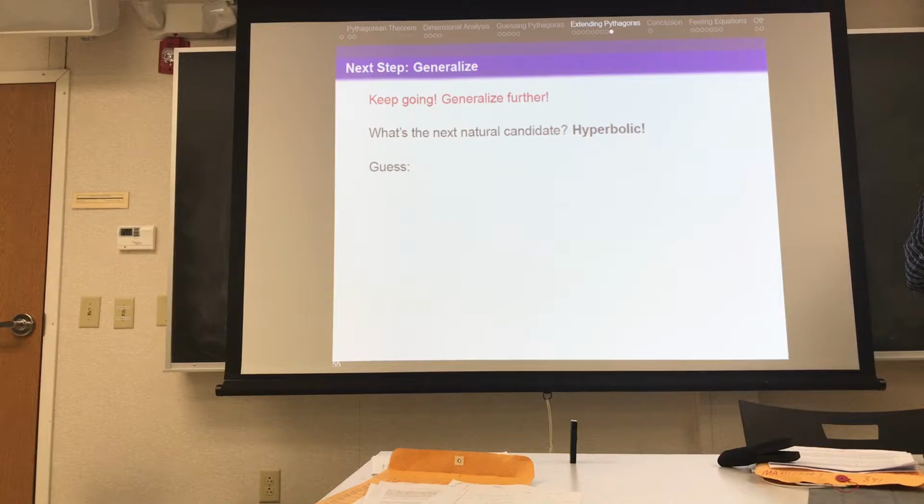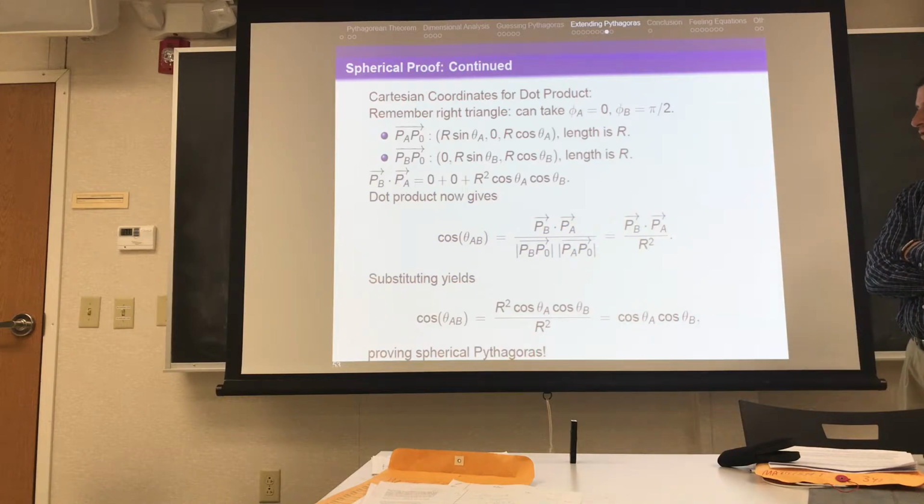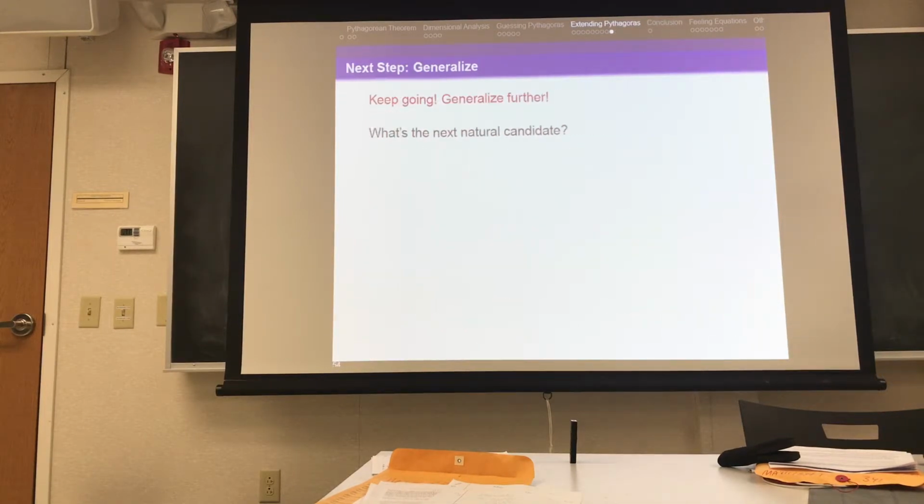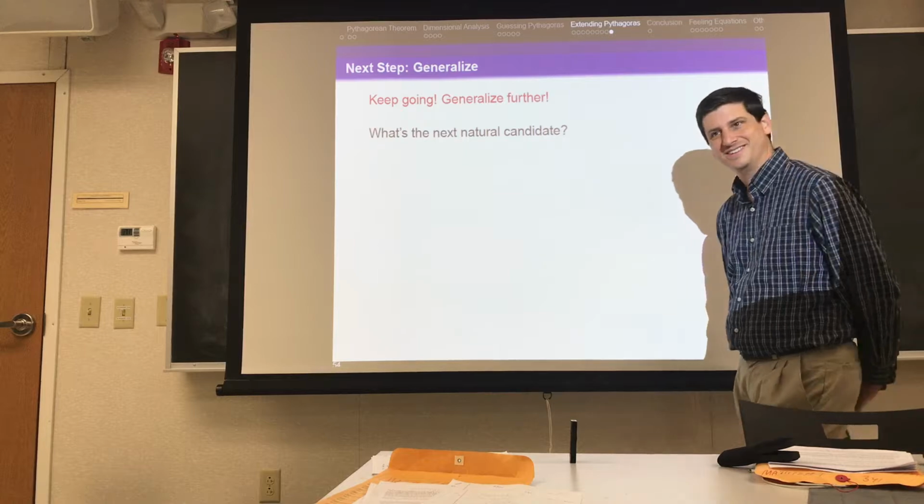So I'm going to just write down hyperbolic. You could look at something called hyperbolic space. We've actually mentioned hyperbolic once in this class already. Anybody want to guess what the formula should be for hyperbolic space? We know the formula in spherical: cosine is equal to cosine cosine. Anybody want to guess the formula in hyperbolic space?